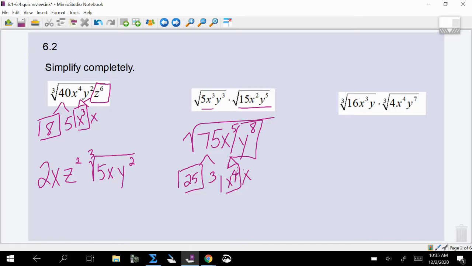So I'm going to take the square root of all the stuff that I put in a box. The square root of 25 is 5. The square root of x to the fourth is x squared. The square root of y to the eighth is y to the fourth. And then underneath my radical, I still have a 3 and an x. And that's it. That's my leftovers.